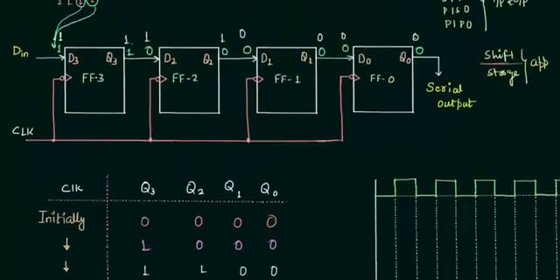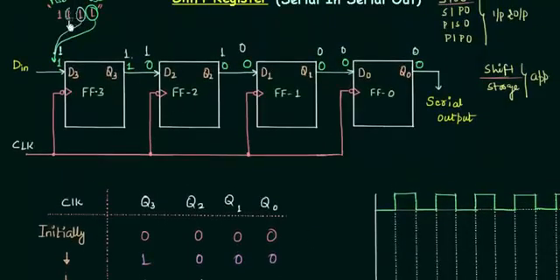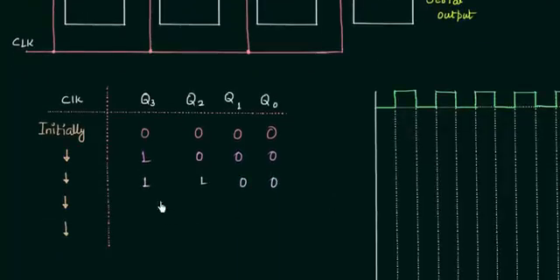In the same way, we have the input as 1. This 1 is given to D3, so we have input as 1. Q3 is 1, that's why D2 is 1. Q2 is 1, that's why D1 is 1. Q1 is 0, so D0 is 0. And we have input as 1 1 1 0, so the output will be 1 1 1 0.